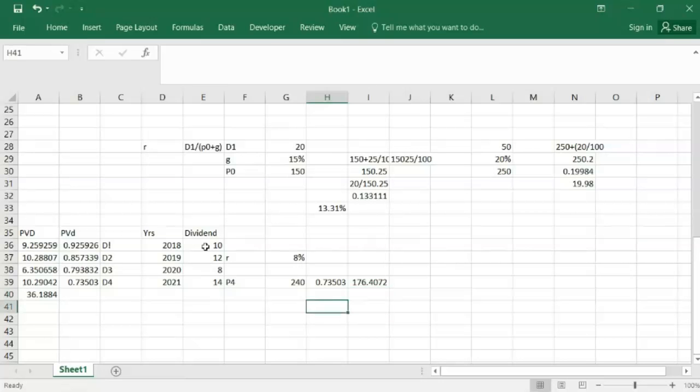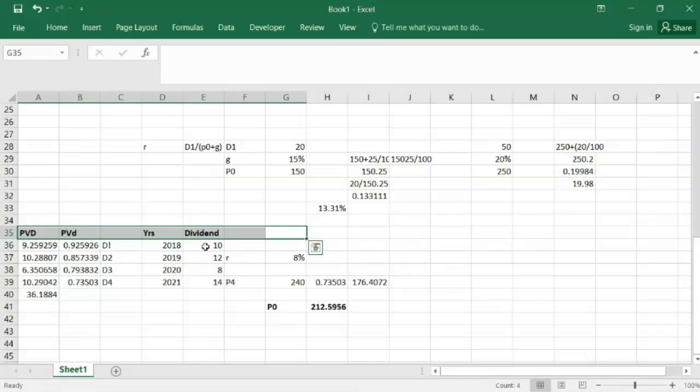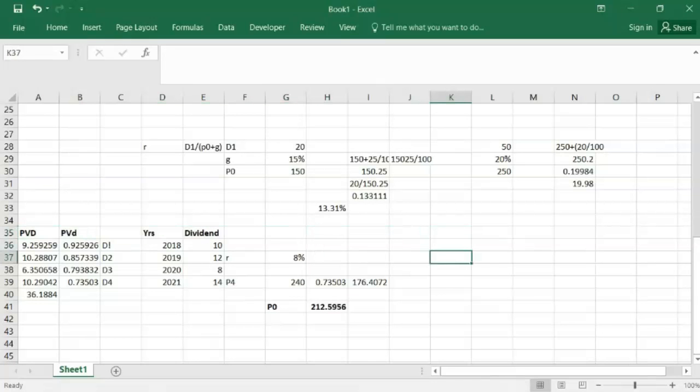So here the intrinsic value is calculated based on multiple values: the present value of dividend plus the present value of the market price of the security together. The 212.59 rupees is the intrinsic value of this particular security. So it is calculated from this. Okay, so this is one thing. I hope you understand how exactly the price is calculated.